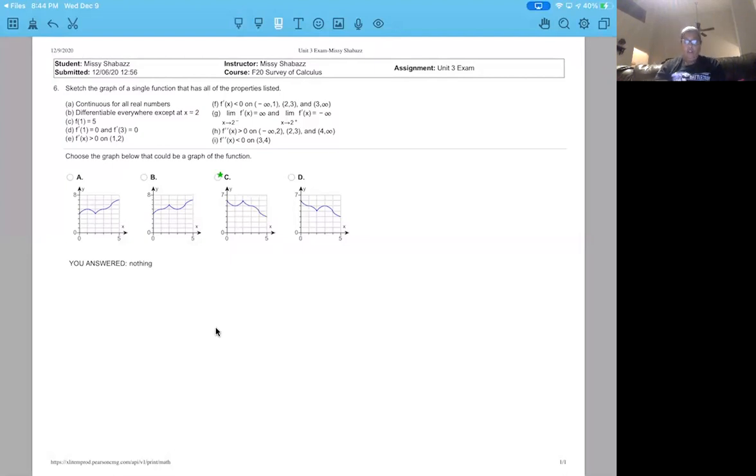Okay, so these are questions from the Unit 3 exam.